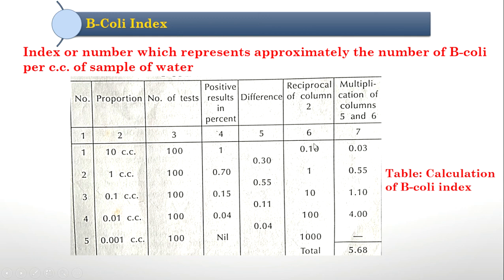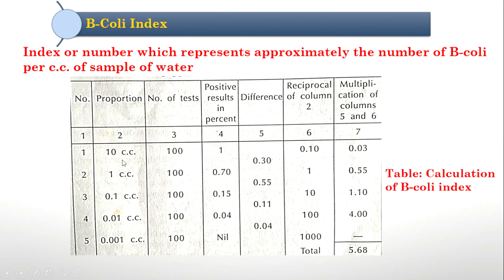And in the next step we will find the reciprocal of column 2. What is column 2? Column 2 is the dilution. We will find the reciprocal of this dilution. Reciprocal of 10 is 0.10. Reciprocal of 1 is 1 itself. So we'll find that. In the final step, we will multiply these two quantities, the difference into the reciprocal of column 2.